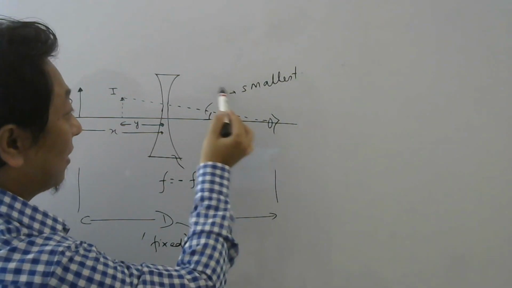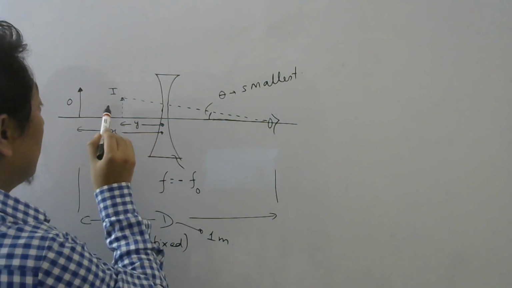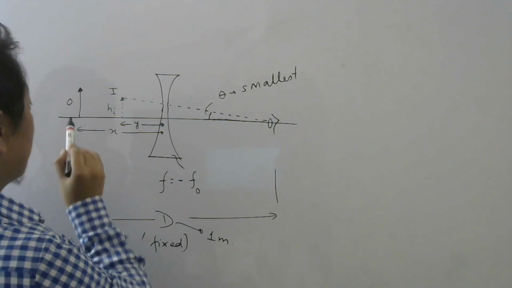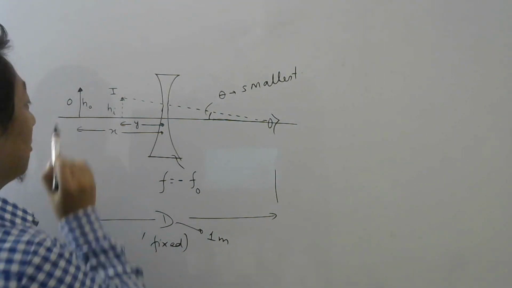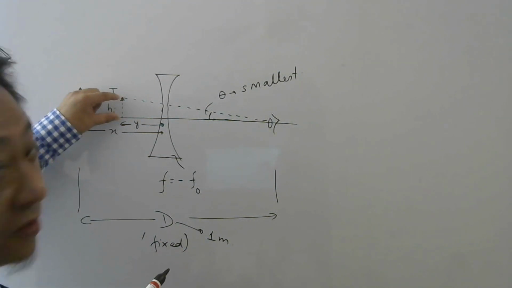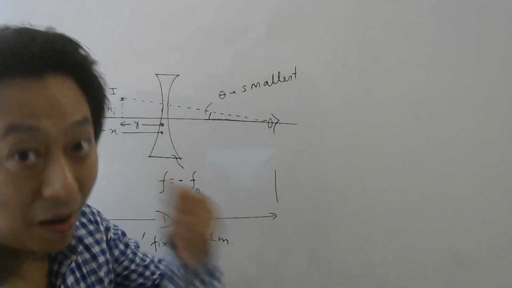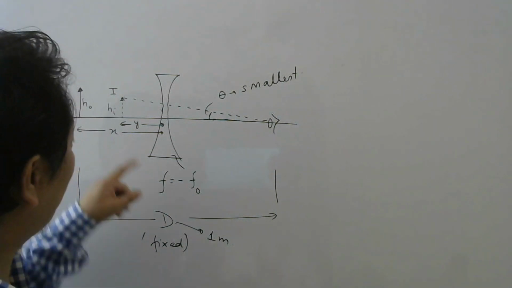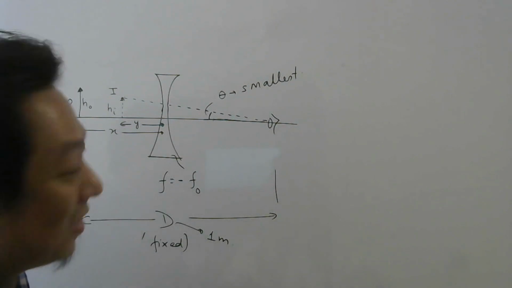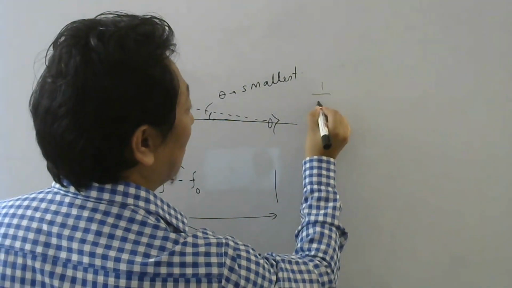Now to get this angle, I need to find this height. So let me say this is height of the image, h_i, and this is height of the object, h_o. So to find height of the image, I need to find magnification. And to find magnification, I need to find image distance, right? So let's start with the basic formula.